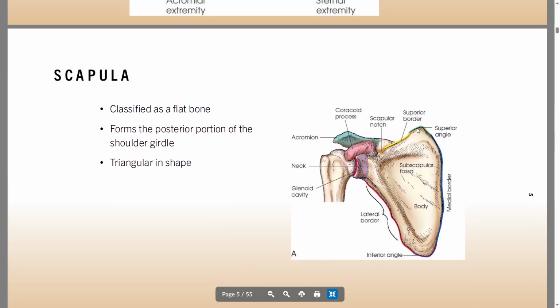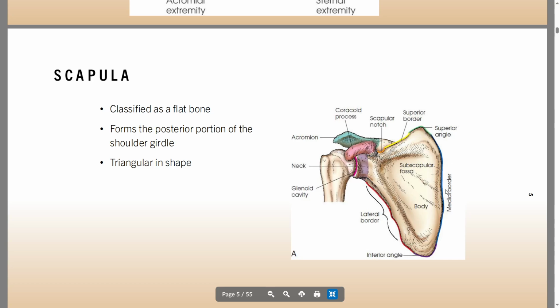The scapula is much more confusing, I would say. It has a lot of different pieces and parts. So looking at the scapula, we're looking at the anterior aspect of the scapula here. We can see that there's a lateral border, a medial border, and a superior border. There is no inferior border because it forms a point. So instead we have angles. So we have an inferior angle here, but we also have a superior angle on the other side.